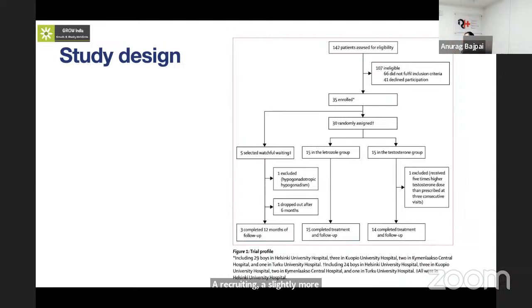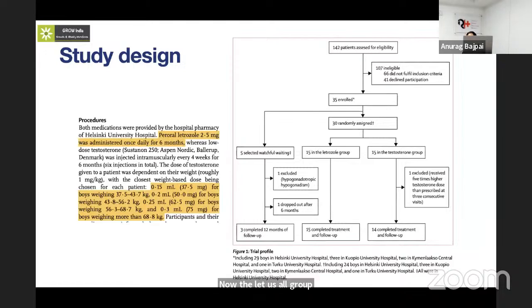Of the 35 subjects who were eligible for the study, 5 opted for watchful waiting. 15 were enrolled in the letrozole group and 15 in the testosterone group. Now, the letrozole group received 2.5 milligrams of the drug daily for 6 months, and the testosterone group received 1 ml per kg roughly. So they made a very strict weight-based testosterone dosing, so that there was standardization in the dose of testosterone that the children received.